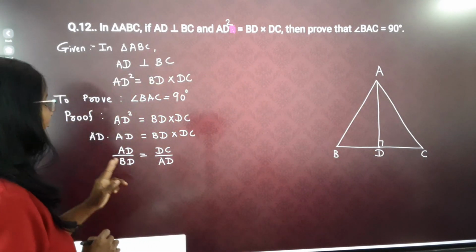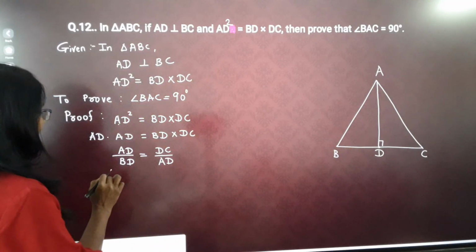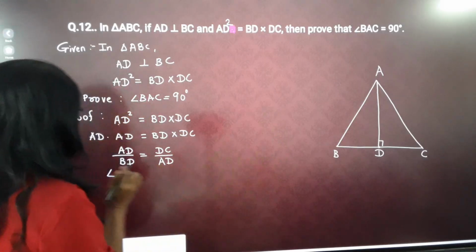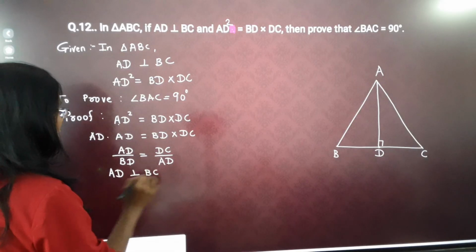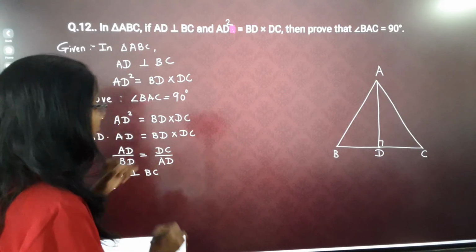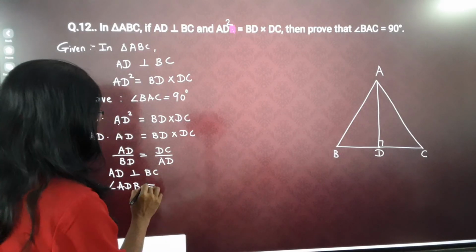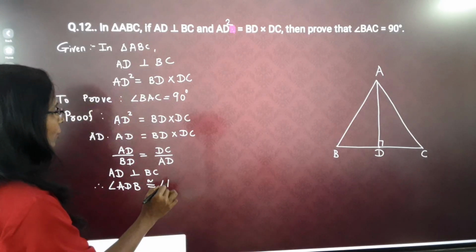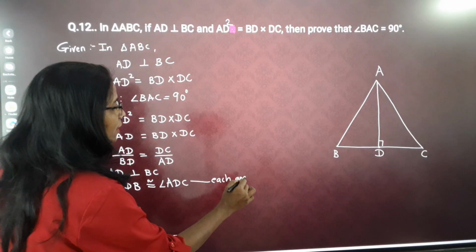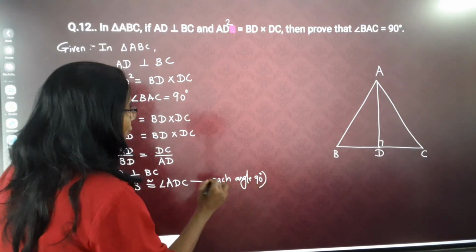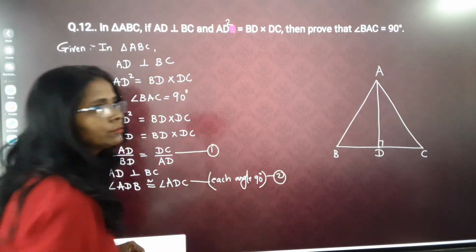So here, students, these side ratios are equal, and we can say that the third angle, angle ADB, from the given AD perpendicular BC, is equal to or congruent to angle ADC. Why are these two angles congruent? Because each angle is 90 degree. Call the first as the first equation and this as the second equation.